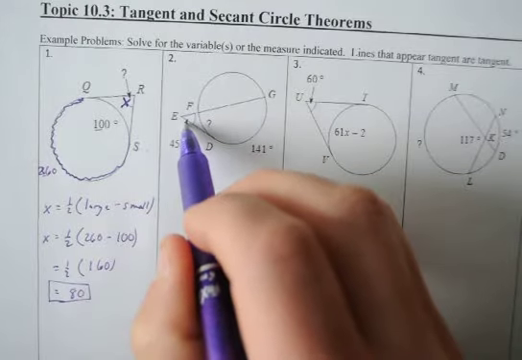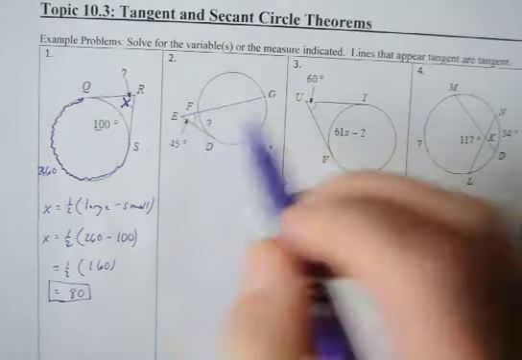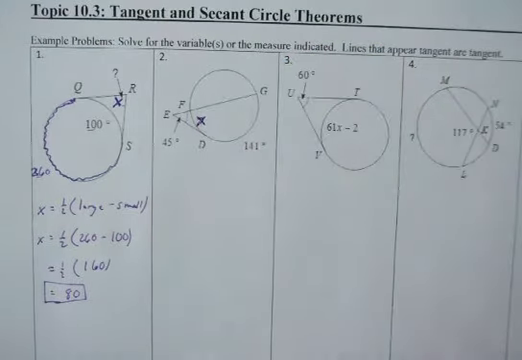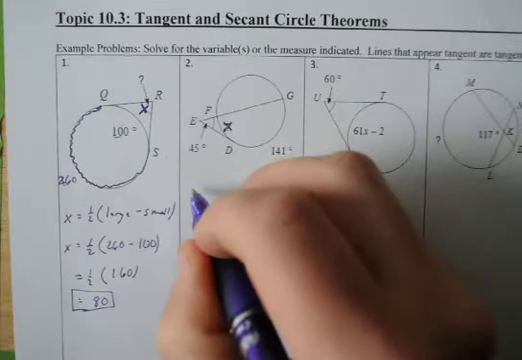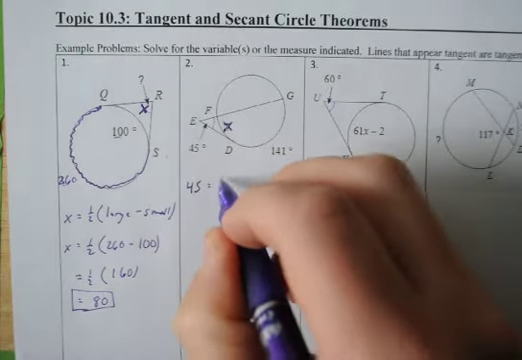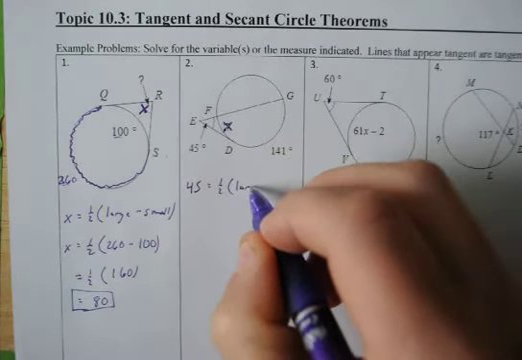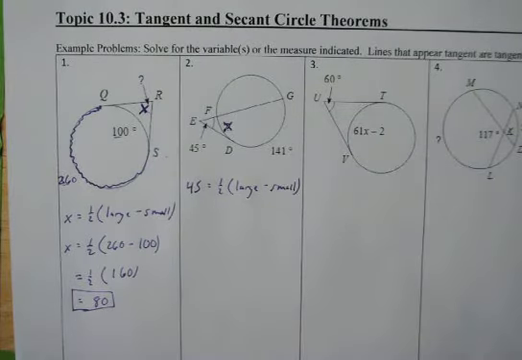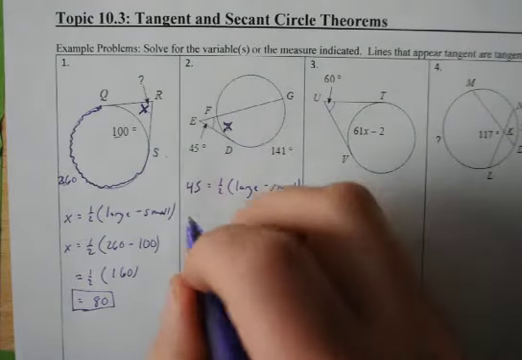Same idea as this one. We've got an angle outside. The angle is 1/2 large minus small. In this case, here's our x right here, so that's going to change things just a little bit. So in this case, 45 equals 1/2 large minus small.